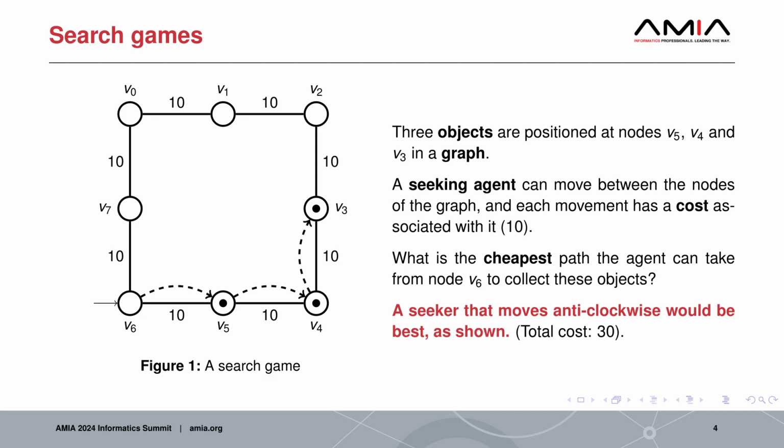Each movement made by this entity has a cost associated with it, in this case 10. The question or the challenge in the search game is how does this seeking agent move between the nodes to find all the objects needed in the cheapest way? We can see in this simple example that the best strategy for a seeker is to go anti-clockwise if they're starting at v6, and they will find the objects that they need within 3 hops with a total cost of 30.